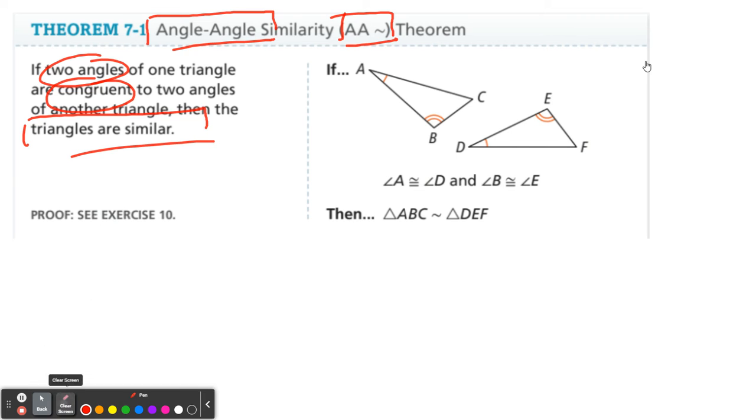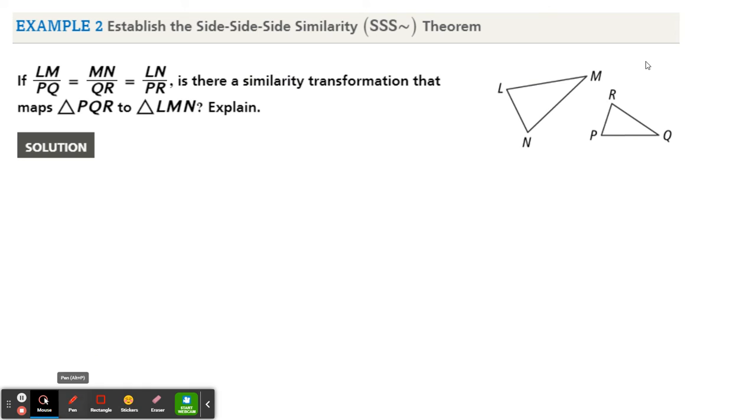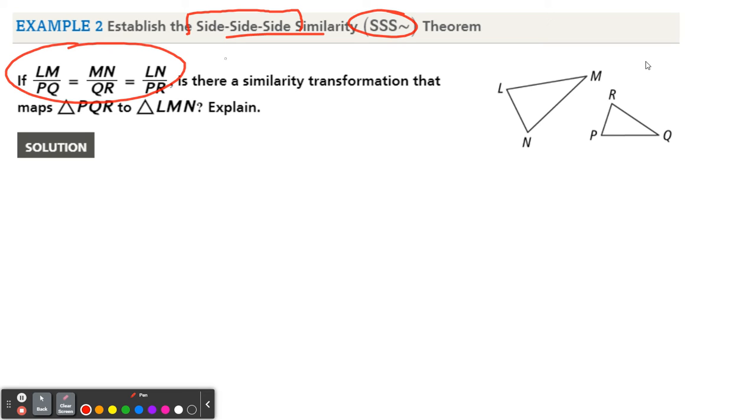Okay, let's establish the next one. The next one is going to be the side-side-side similarity theorem. Side-side-side similarity. Okay, so this is about proportionality. If LM over PQ equals MN over QR equals LN over PR, is there a similarity transformation that maps triangle PQR to LMN? So again, what this is saying is, are the three sides proportional?